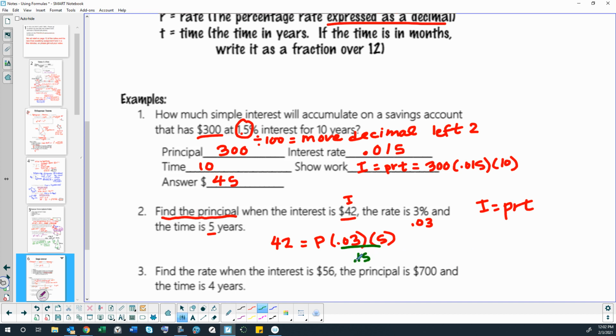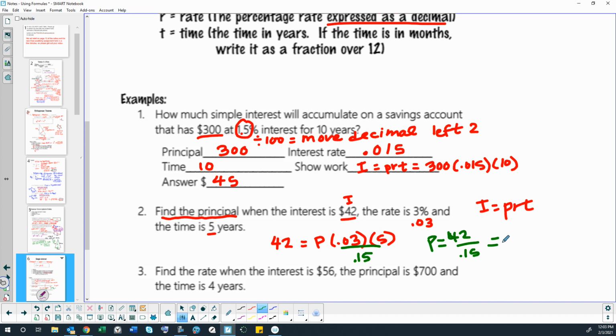So now to get P by itself, I'm going to divide both sides by 0.15. So P, our principal, is going to be equal to 42 divided by, so we have to go backwards, so instead of multiplying, we're dividing 0.15, and that was the number we got when we multiplied the other two numbers together. When you divide by a decimal like that, you get a bigger number. So your number needs to be bigger than 42 when you divide by a decimal, which makes sense because your principal should be bigger than 42.